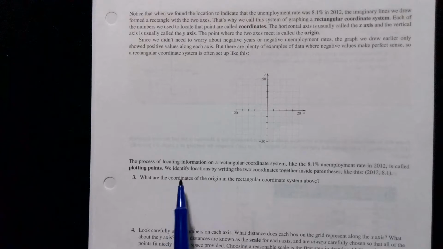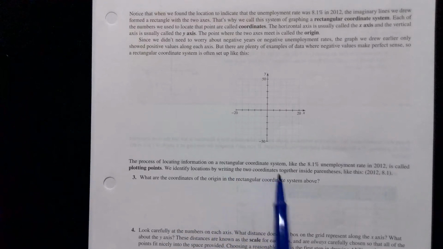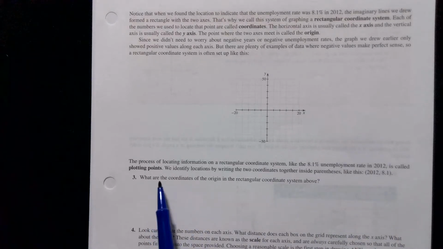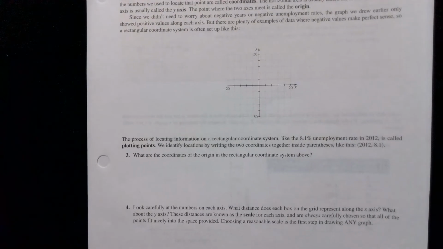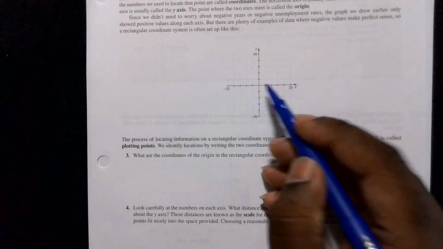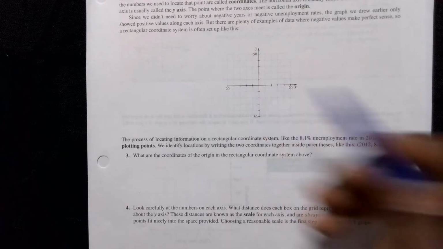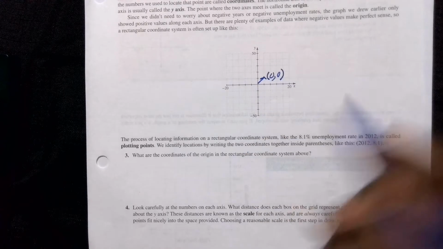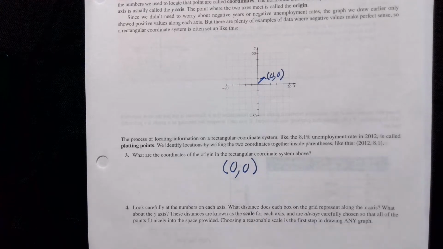Okay, the process of locating information on a rectangular coordinate system, like the 8.1% unemployment rate in 2012, is called plotting points. We identify locations by writing the two coordinates together inside parentheses, like this: (2012, 8.1). What are the coordinates of the origin in the rectangular coordinate system above? Now listen, I'm going to go through the origin, and that's where the x and y axes meet, which is here. The origin coordinate is (0, 0). So we will write (0, 0).